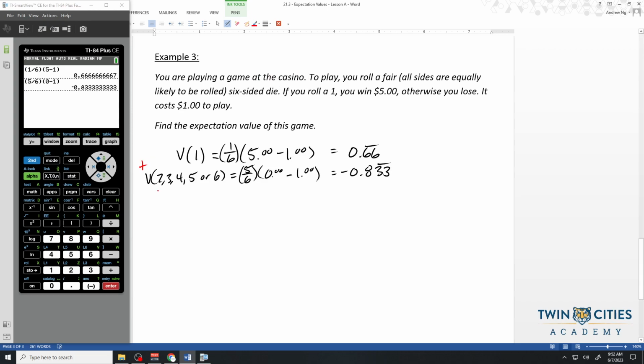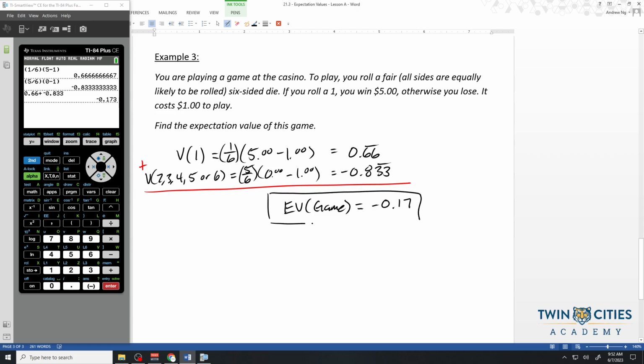Okay, let's add these together. The expectation value of this game, 0.6 repeating, plus negative 0.83. So this is roughly negative 0.17. So on average, you can expect to lose about 17 cents when you play this game per play.